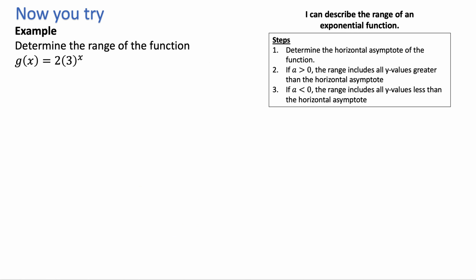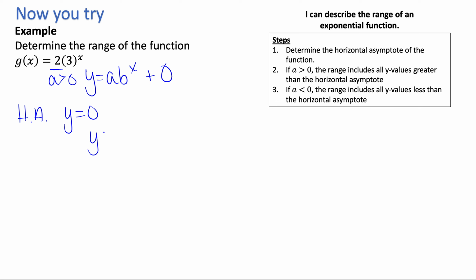Now you can pause the video and try this example on your own. In this function, it is in the form y equals ab to the x. Functions in that form, remember, basically mean k is 0, so my horizontal asymptote is at y equals 0. Now it's a question of a. a in this case is 2, which is greater than 0, so my range is all y values greater than 0. In interval notation, you would say it goes from 0 to positive infinity. Okay, so that is the range of this exponential function.